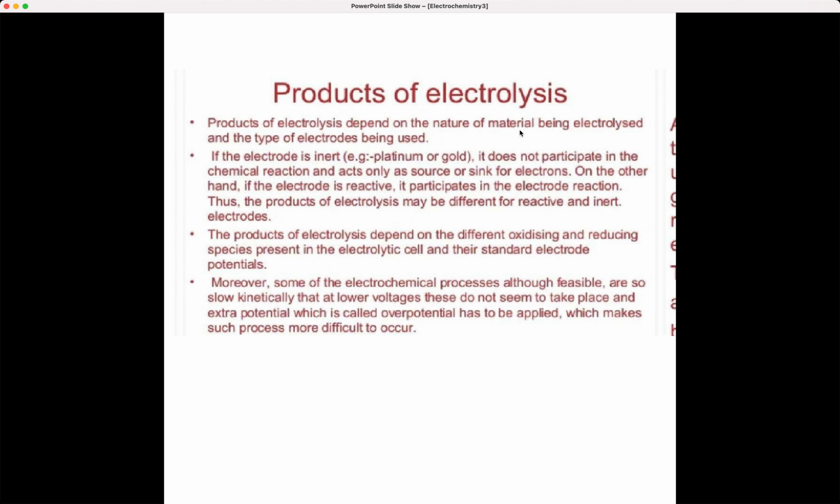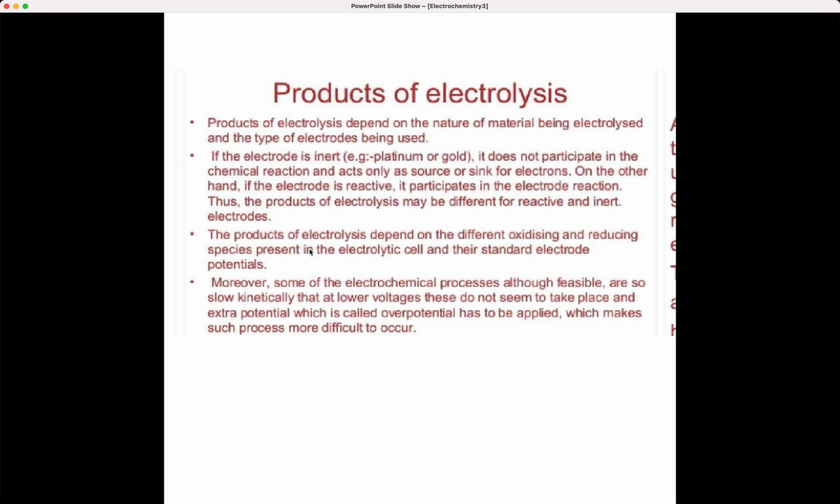And what are the products of electrolysis? Mainly the products depend on the nature of the material being electrolyzed, and I have already discussed this part once. Again we are just going through this concept quickly. Suppose the electrode is inert, like platinum or gold. What is meant by inert? They do not participate in any chemical reaction and they act only as a source of electrons. If the electrode is reactive, it participates in the electrode reaction. The products of electrolysis may be different for reactive and inert electrodes.